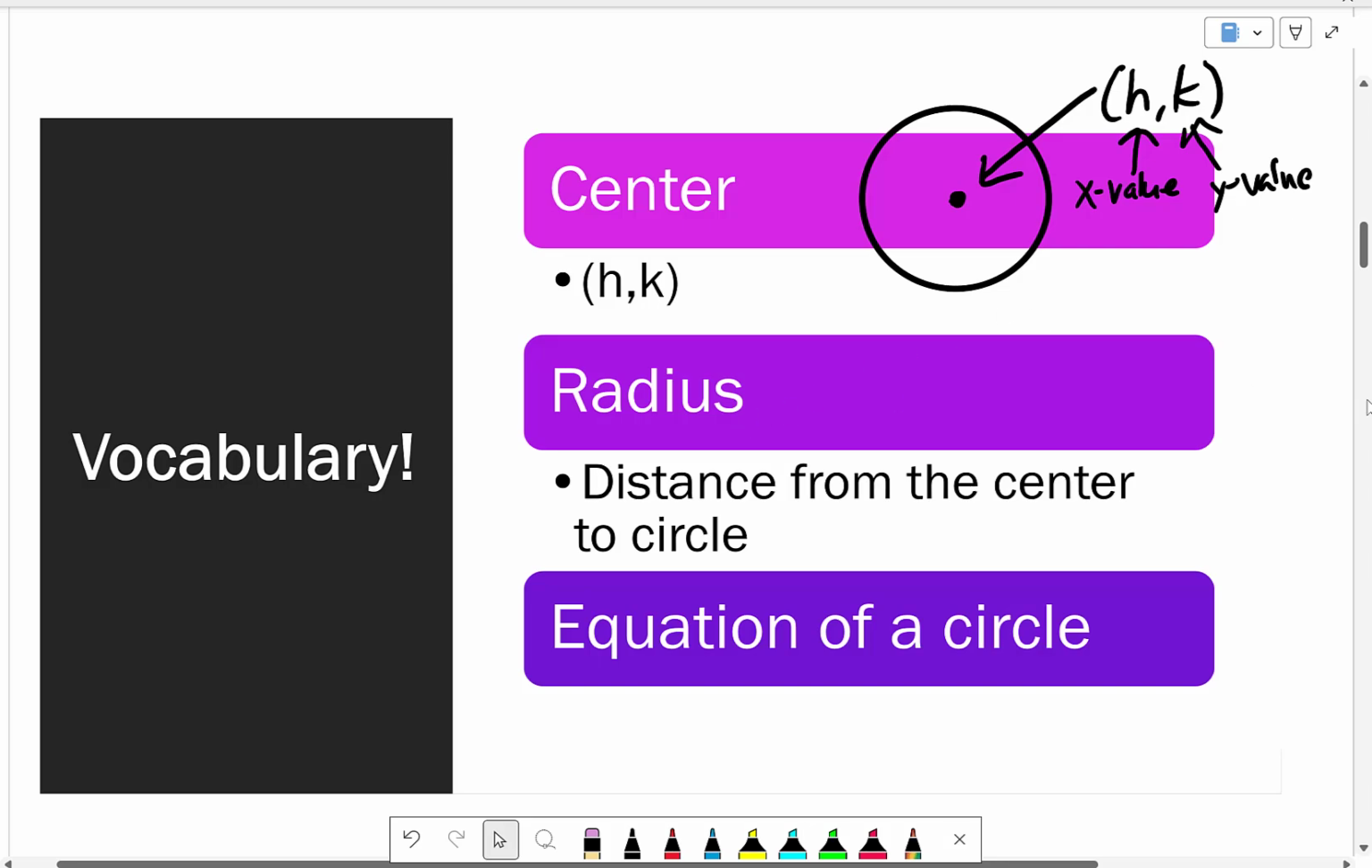Radius, on the other hand, is the distance from the center to the outside of the circle. Okay, so for example, this could be 4. So the radius is 4.